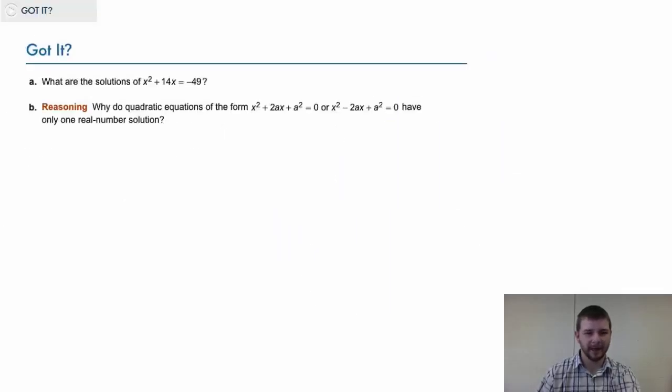And a chance to show that you have got it. Part A, what are the solutions of x squared plus 14x equals negative 49? And part B, a reasoning question. Why do quadratic equations of the form x squared plus 2ax plus a squared equals 0, or x squared minus 2ax plus a squared equals 0 have only one real number solution? You may want to think about what that means in terms of the graph of these quadratics, maybe the vertex of that parabola, and consider also the x-axis.